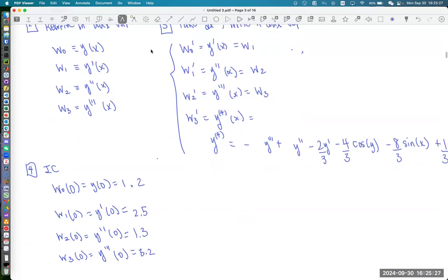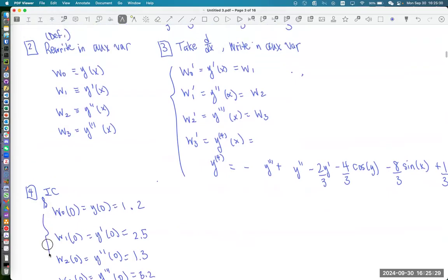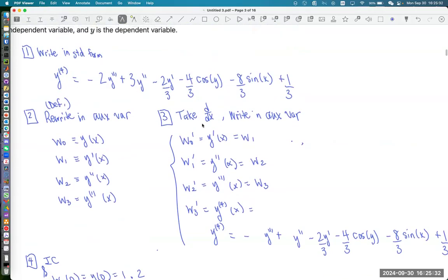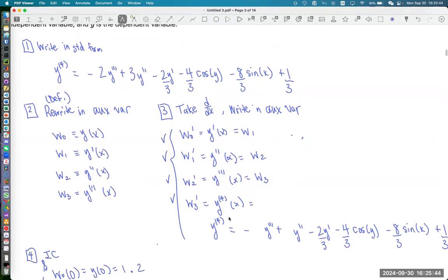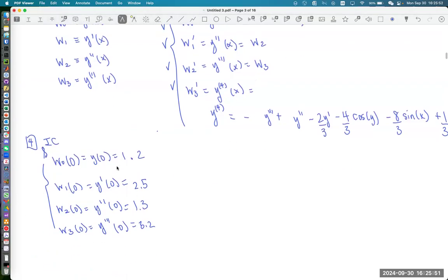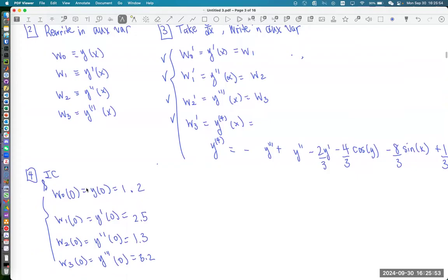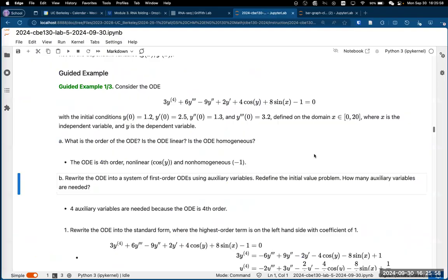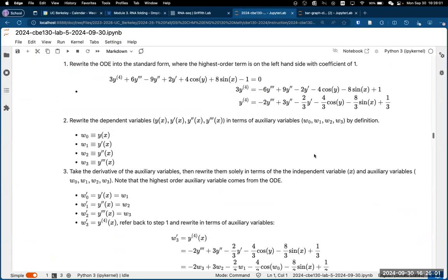So what we have done is rewrite the fourth order ODE into a system of first order ODEs. The first three are really simple, it's just chained: 0, 1, 1, 2, 2, 3. And the last one is derived from the first thing that we found, the standard form. And then the initial conditions we also rewrote. So after rewriting these, we don't look at the y's, we only look at the W's. Okay, any questions?